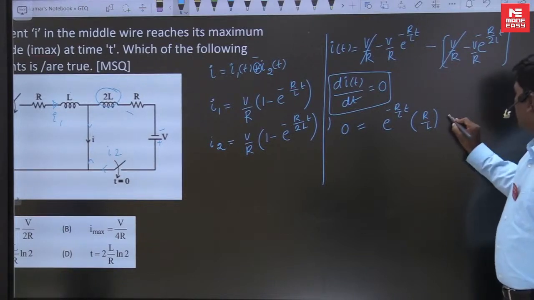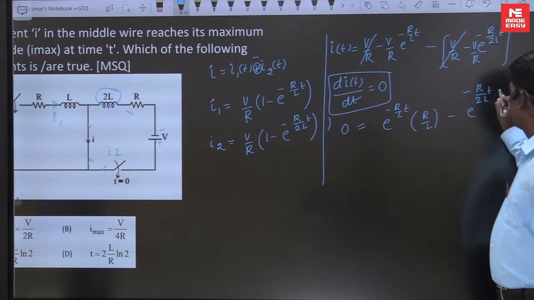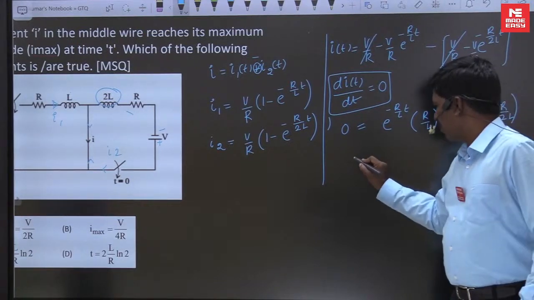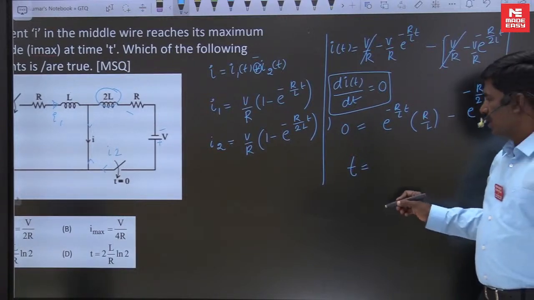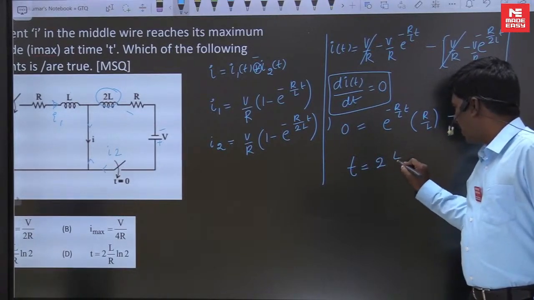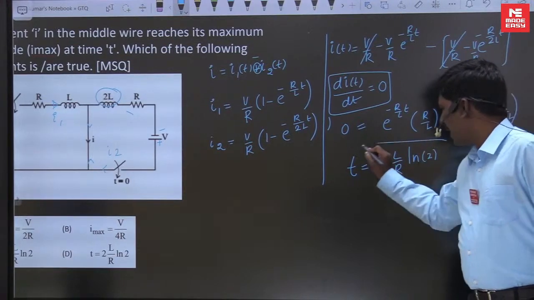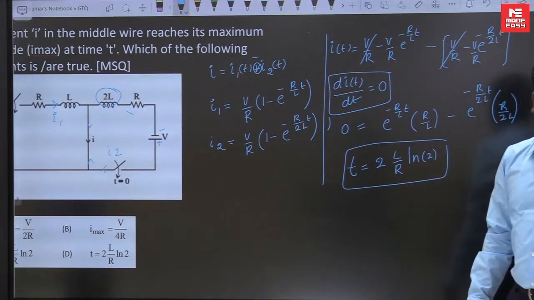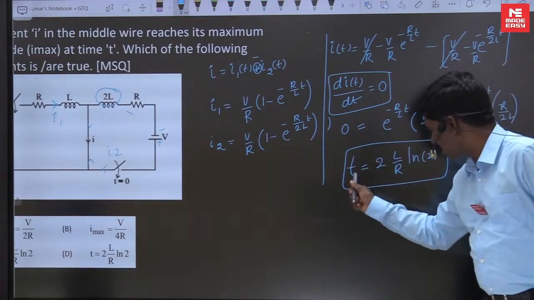Same here, already plus is there, here minus, you're getting e power minus R by 2L into T into R by 2L is equal to 0, and now from this, after simplification, you get t is equal to 2 into L by R log 2. At this time the current through the short circuit branch is maximum. Differentiate, simplify it, you get this.